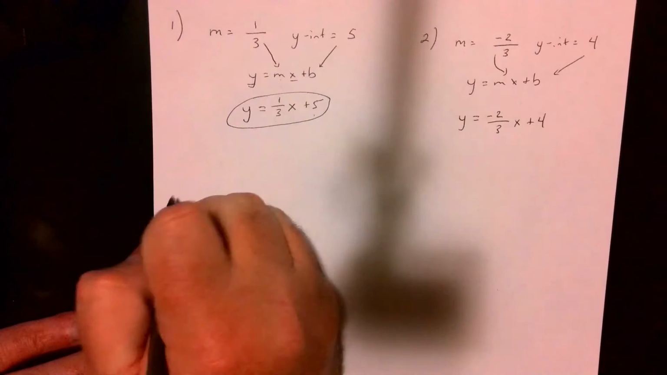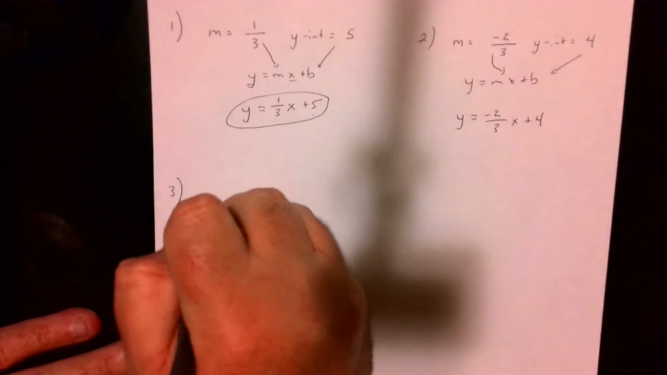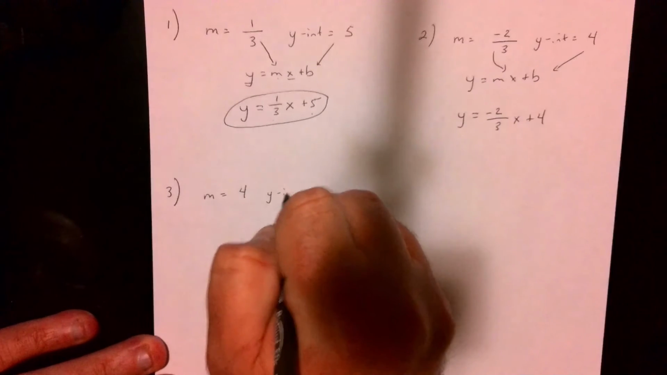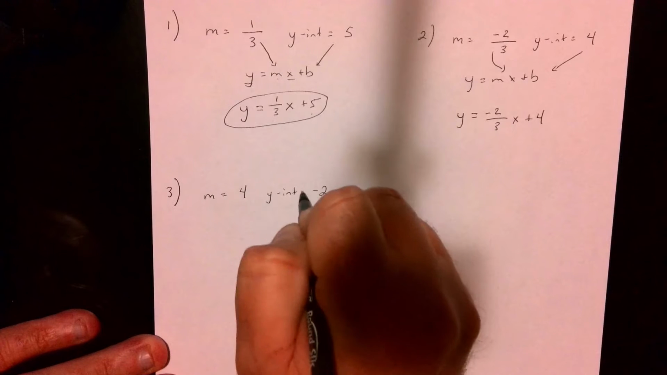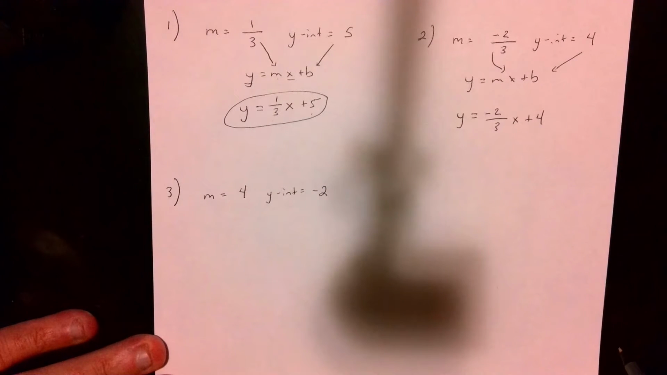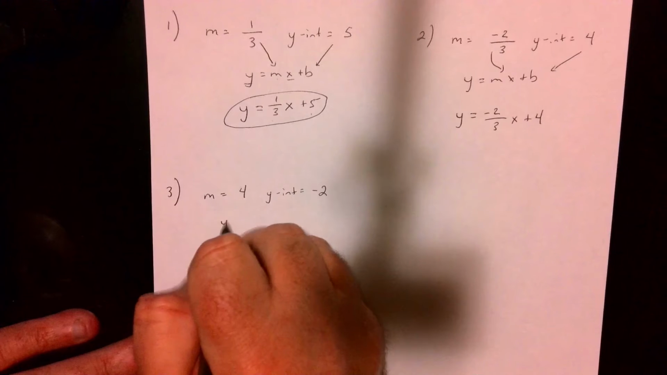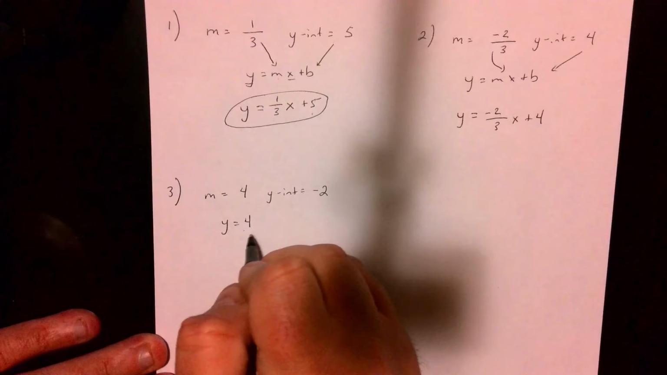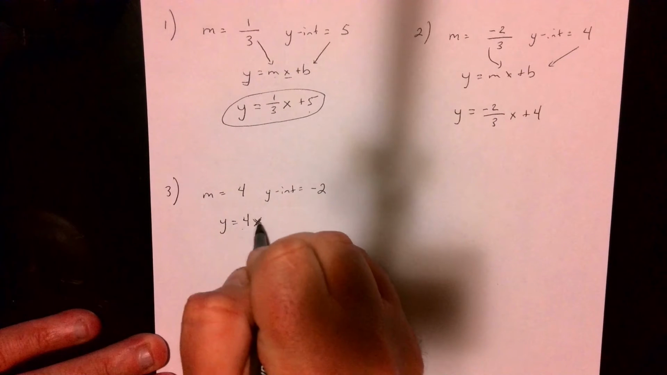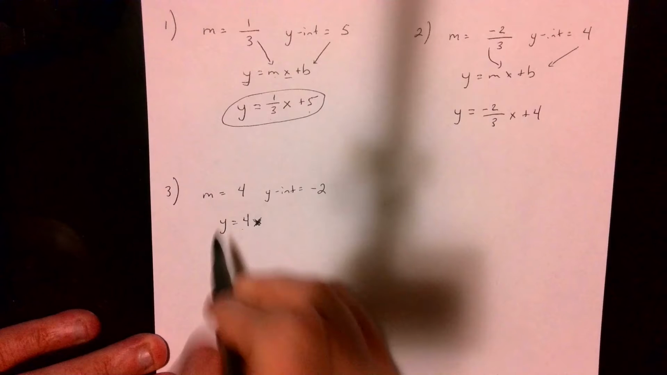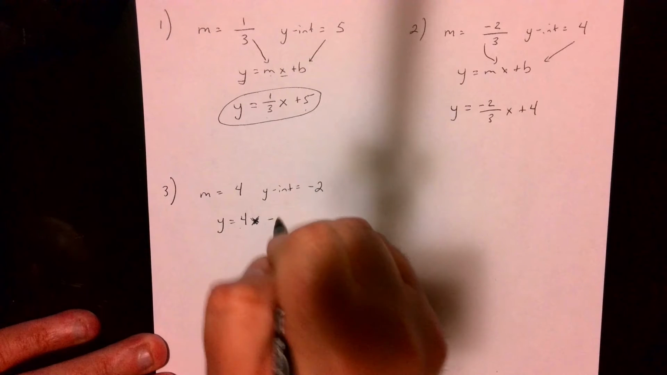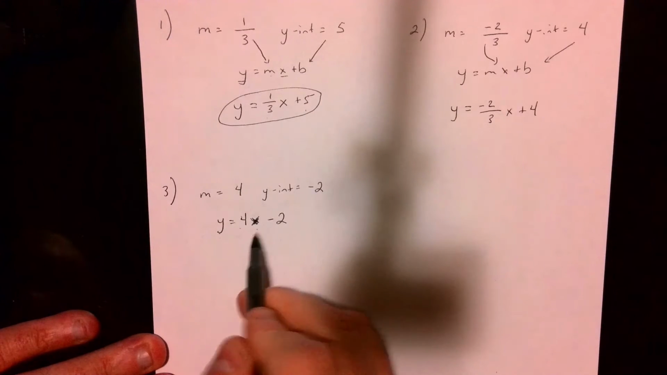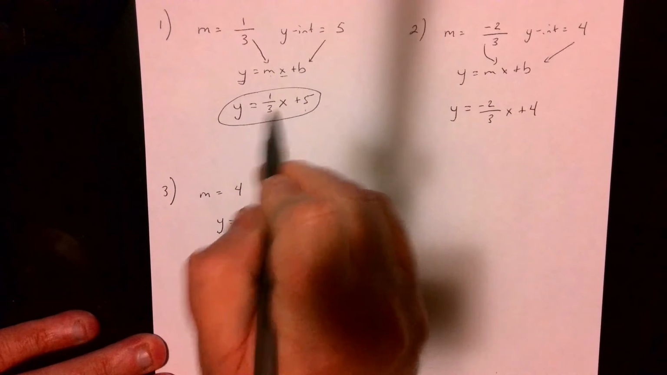Okay. If we had the situation where it said m is 4 and your y-intercept is -2, well, the same thing, we just get y equals our m, which is 4/1, but we don't really need the one on the bottom. Don't forget your x. That's where some kids make mistakes. They forget to put the x in there. So y equals 4x, and then it's -2 this time. Okay? So make sure in every problem you have your y and your x in there.